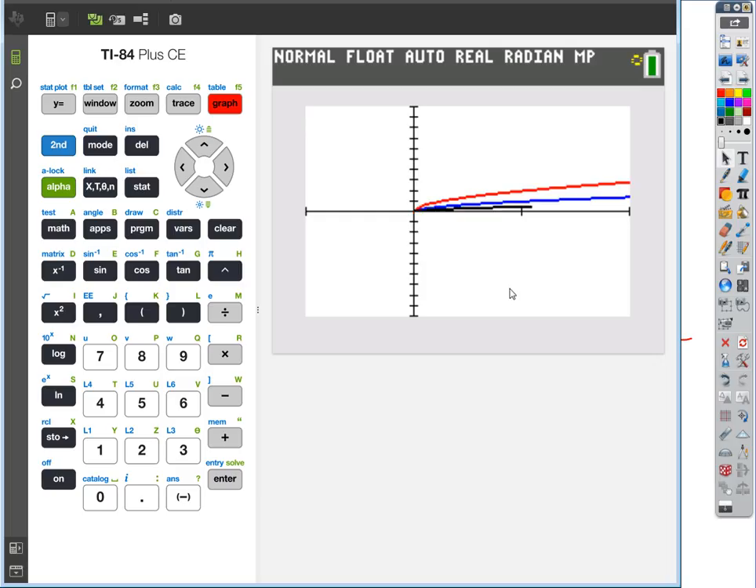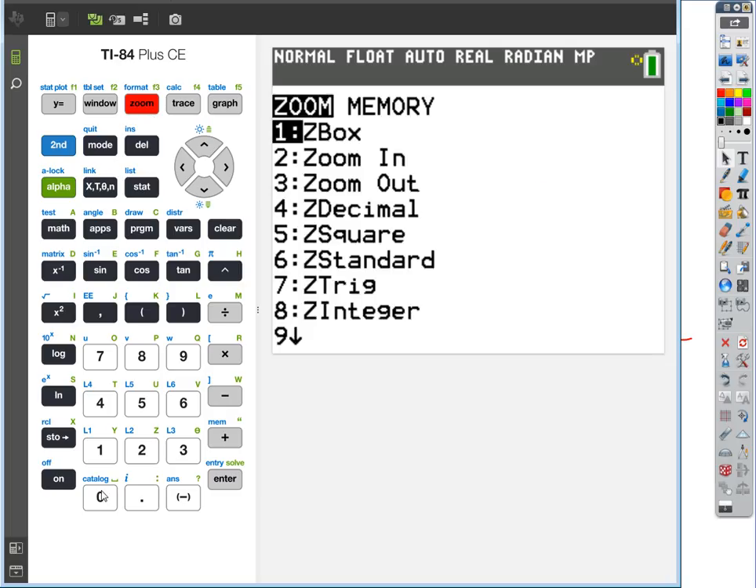But if I'd rather spread the functions out so I can see them a little better because they're pretty compressed vertically, I can hit zoom 0. So that's going to take my chosen domain, the X values that define the window, and it's going to stretch the window out so the functions are represented throughout the whole window. Does that make sense? Okay.